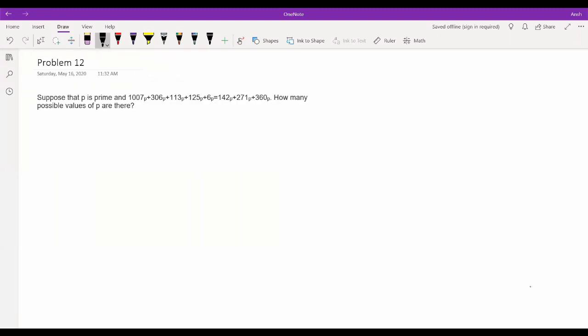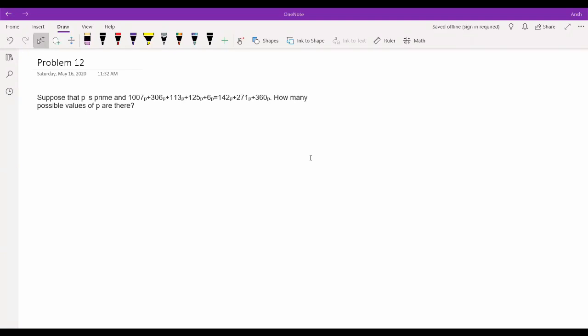So moving on, we have a bit more of a difficult problem. Instead of asking us to find numbers in a given base, it wants us to find the base itself, which is a prime p. It tells us, suppose p is a prime such that 1007 base p plus 306 base p plus 113 base p plus 125 base p plus 6 base p equals 142 base p plus 271 base p plus 360 base p. And it asks us how many possible values of p are there.